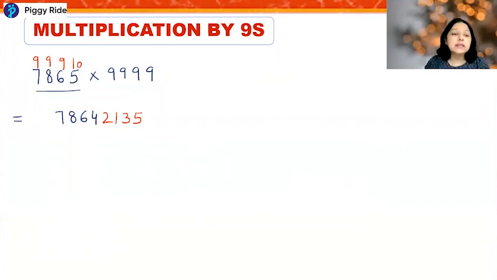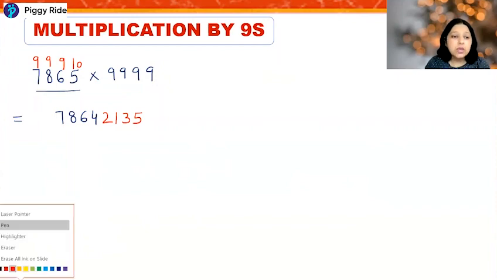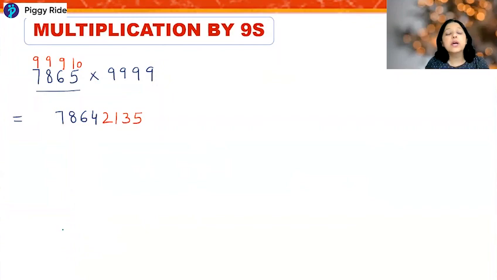Okay, now let's take another case. Case number 2. Suppose you have more nines. So the second case is when the number of nines is greater than the number of digits.